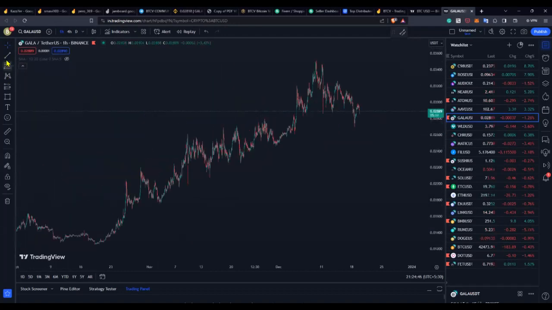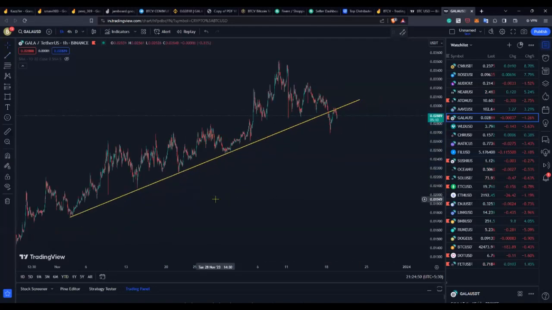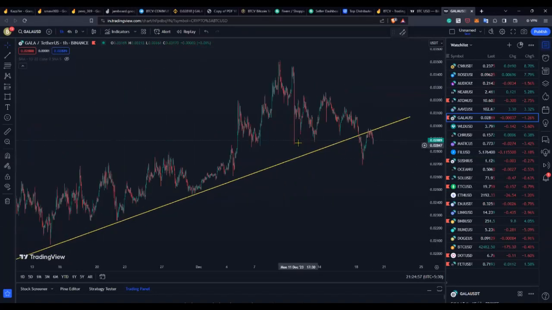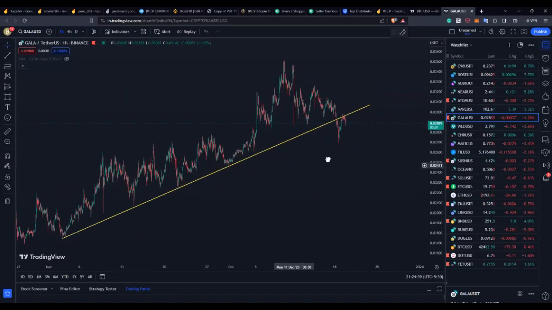For example, if I want to draw a trend line, let's do it. Boom. Okay, that's a trend line. Point A, B, C, D, and then this trend line becomes a resistance line right here. You can clearly see. Okay, that's a trend line.